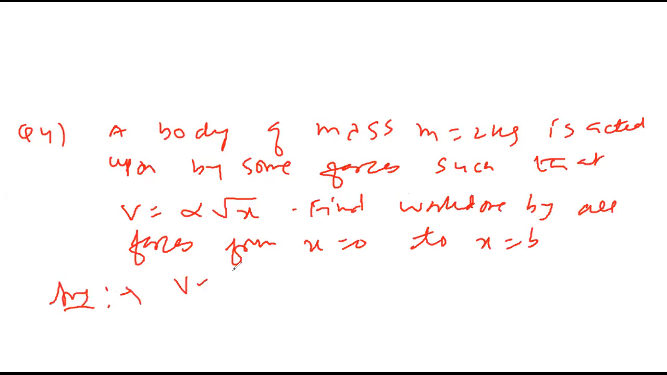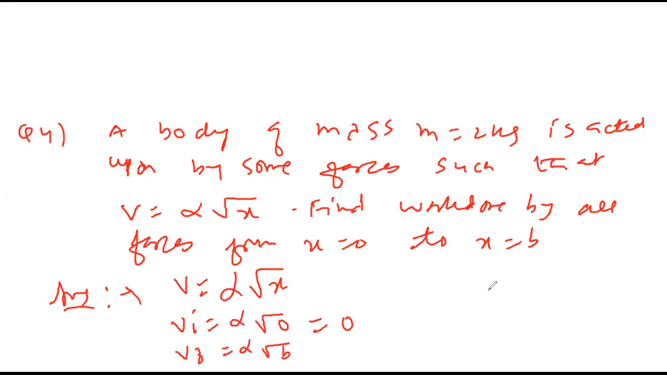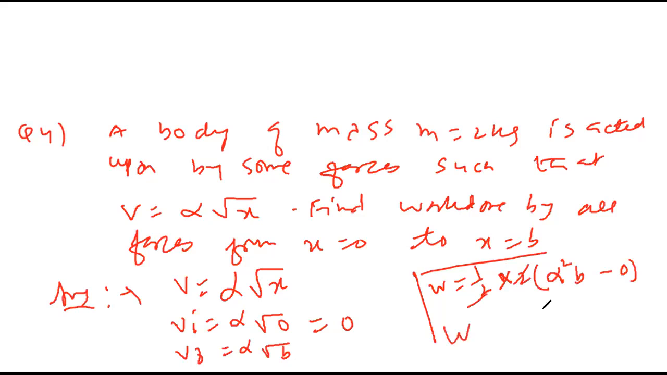Now v is alpha root x. At x equals 0, initial velocity is alpha root 0, which will become 0. V final will be alpha root b. So now work done is half of mass 2 into V final square. That means it will be alpha square b minus 0. 2 cancel. Work done is alpha square b. Right, next sum.